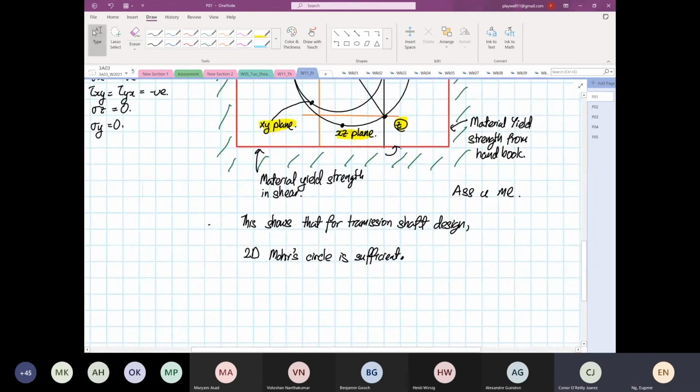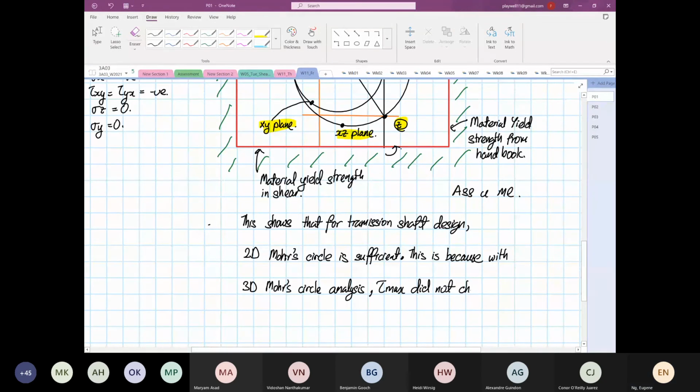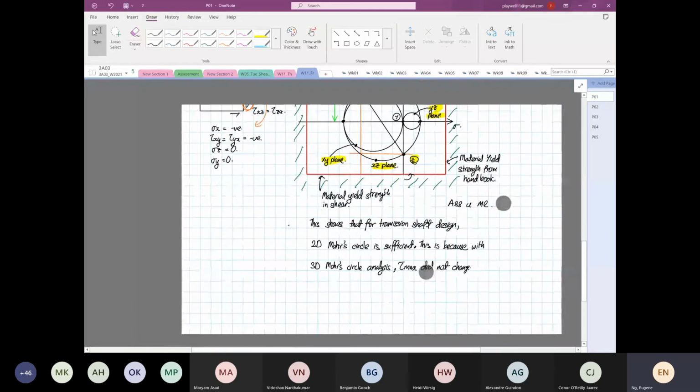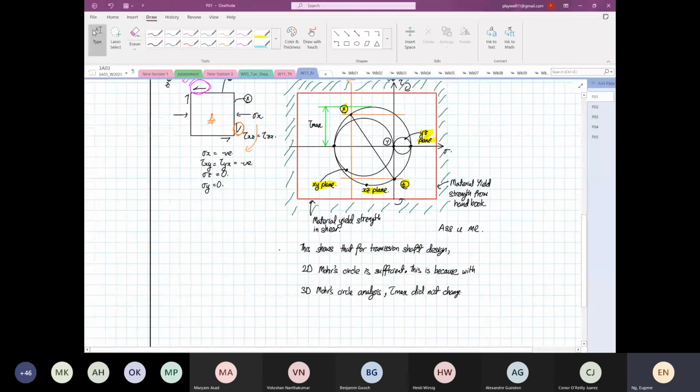So 2D Mohr circle is sufficient. This is because with 3D Mohr circle analysis, tau max did not change. This is the thing that I want to drive home. That's why we can still use 2D Mohr circle.